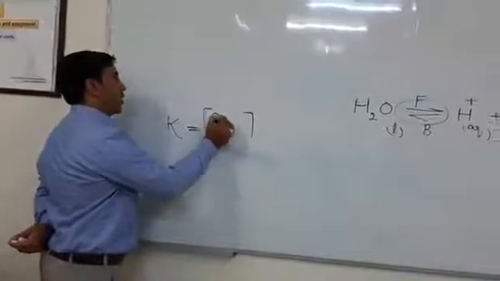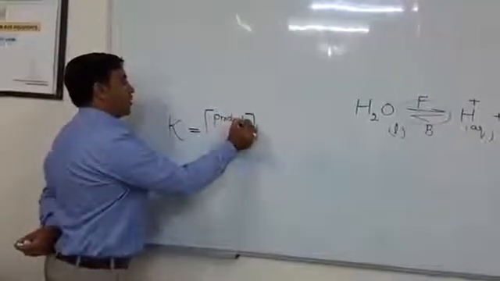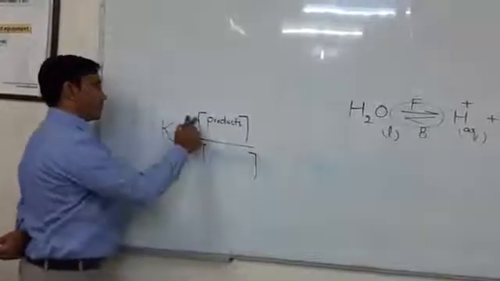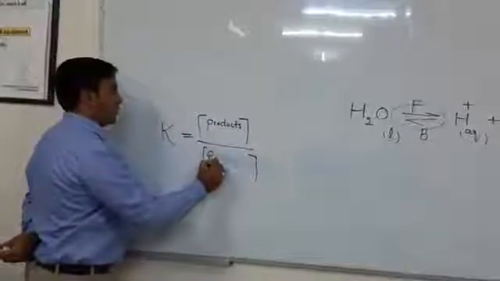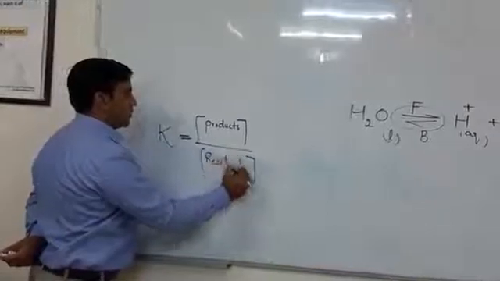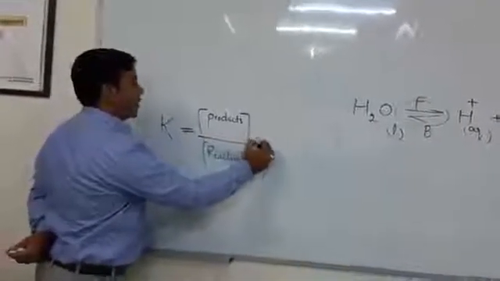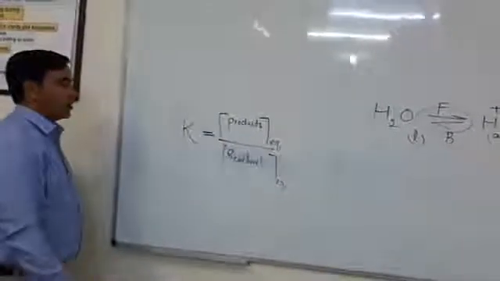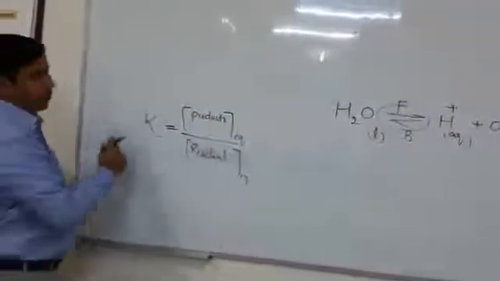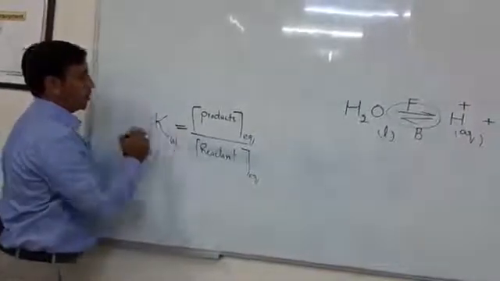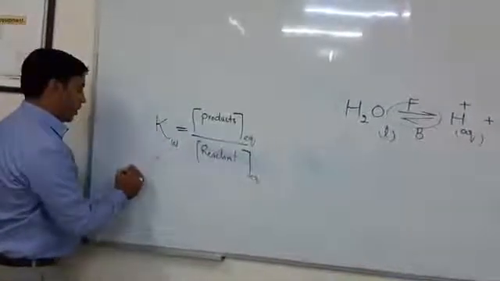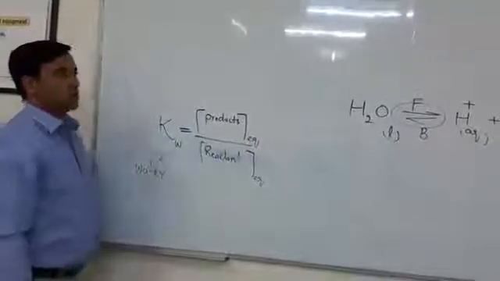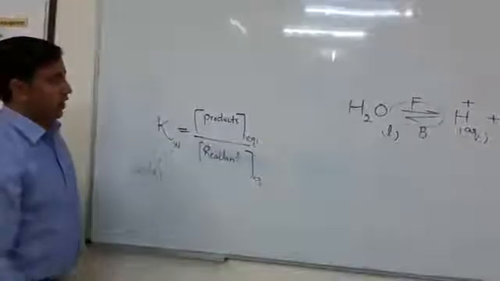Then how to write the value for K? First we write the product over reactant, the concentration of product over the concentration of reactant, at equilibrium state. Because we are going to study water, that's why we use W here. This W means ionic product of water. Kw is known as the ionic product of water.